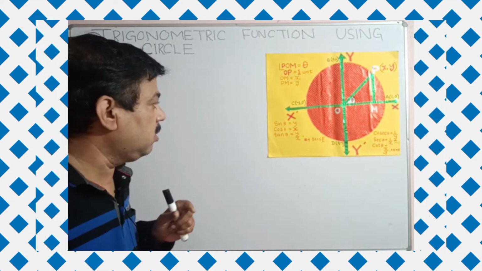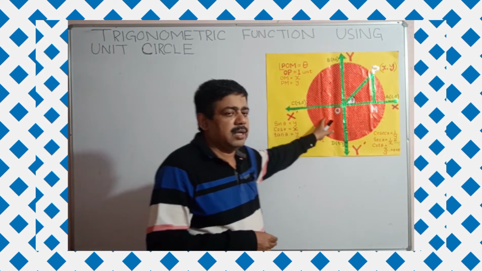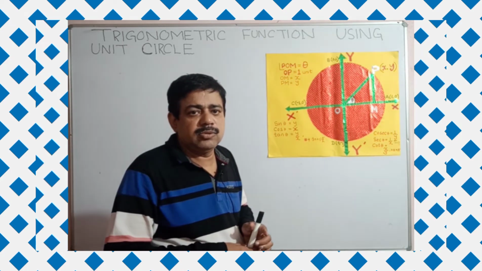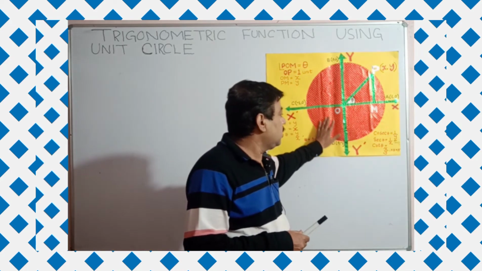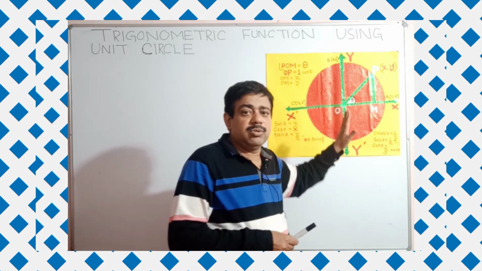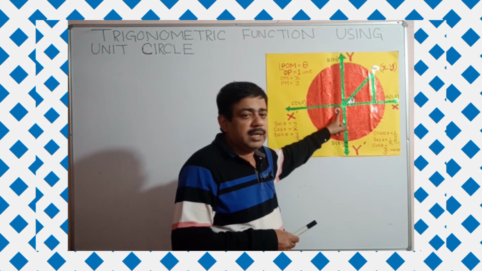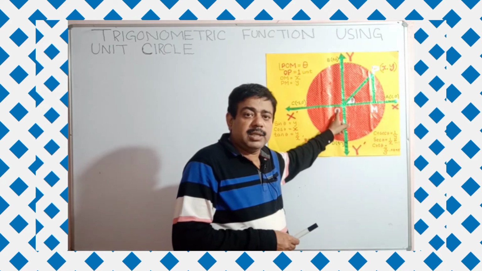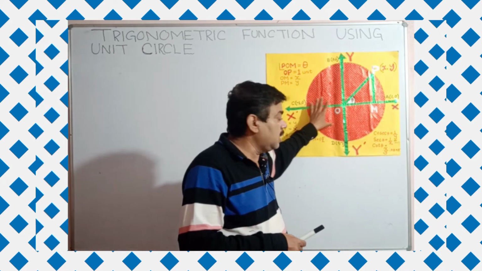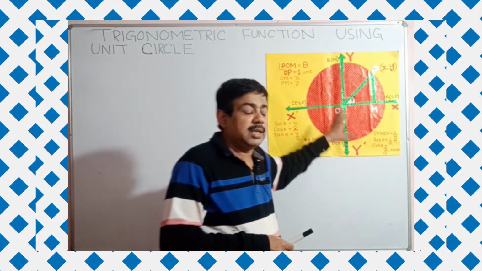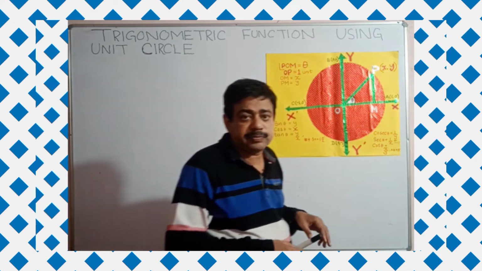So let's see now. Here I have drawn a unit circle in the coordinate axis. And what is a unit circle? The unit circle is a circle whose radius is 1 unit. Here a circle is drawn in the coordinate axis whose center is at the origin and of radius 1 unit.